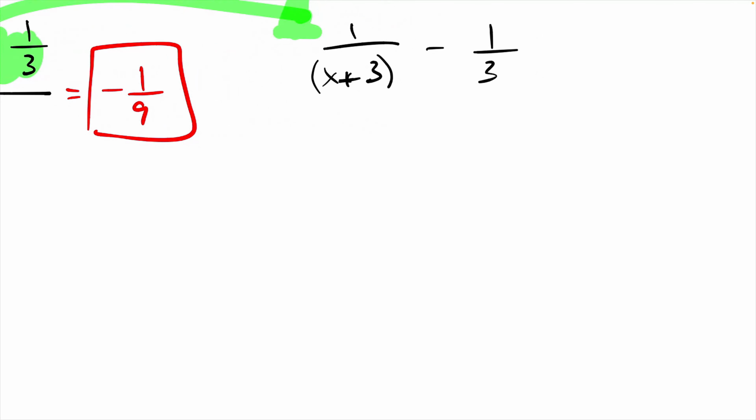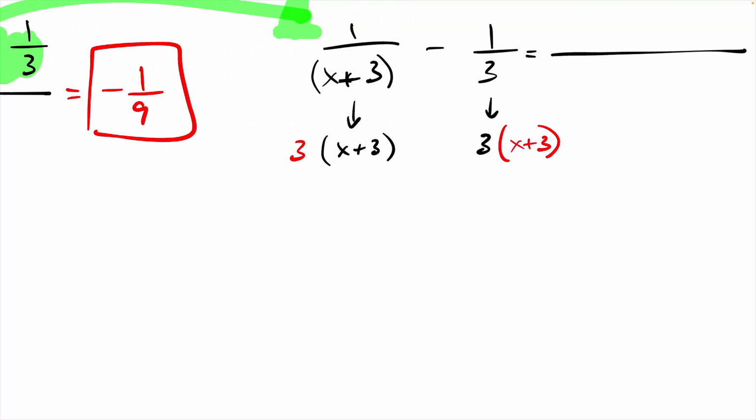X plus 3 is already factored. The only thing I can divide them by is 1, because there's a 1 here, right? So that's just x plus 3. And 3 is just 3 times 1. So this guy over here needs a 3, and this guy over here needs an x plus 3. So the common denominator is x plus 3 times 3.